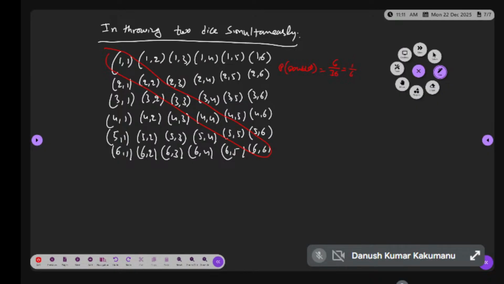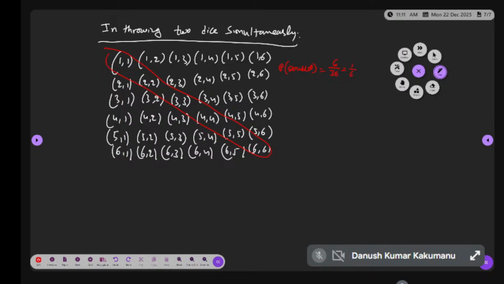The same doublet question they will ask in another way also. What is another way they are asking for the doublet? Difference of faces is 0. When 2 dice are thrown, what is the probability that the difference of faces is 0? What is the difference of faces here? 1 minus 1, 2 minus 2, 3 minus 3. In how many cases is the difference of faces 0? 6 cases. You are understanding?